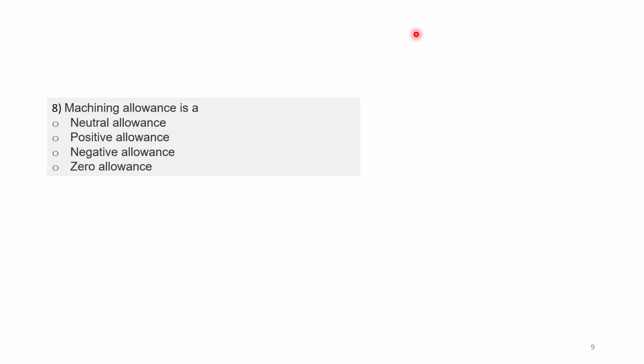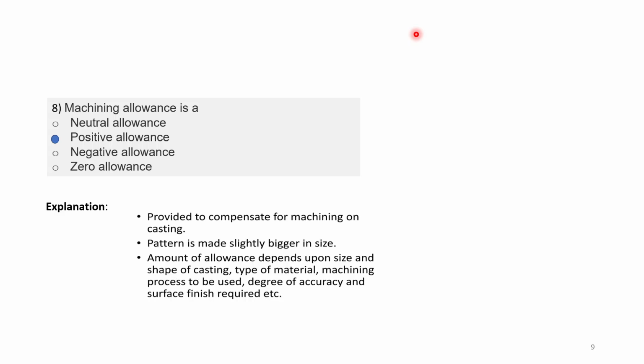In the case of machining allowance, you have to machine your material to some extent for a better surface finish. So for that you have to make your pattern always bigger than the initial size, so it will be a positive allowance. Machining allowance is provided to compensate for machining on casting, and the pattern is made slightly bigger in size, and the amount of allowance depends upon the size and shape of casting, type of material, machining process to be used, and degree of accuracy and surface finish required.